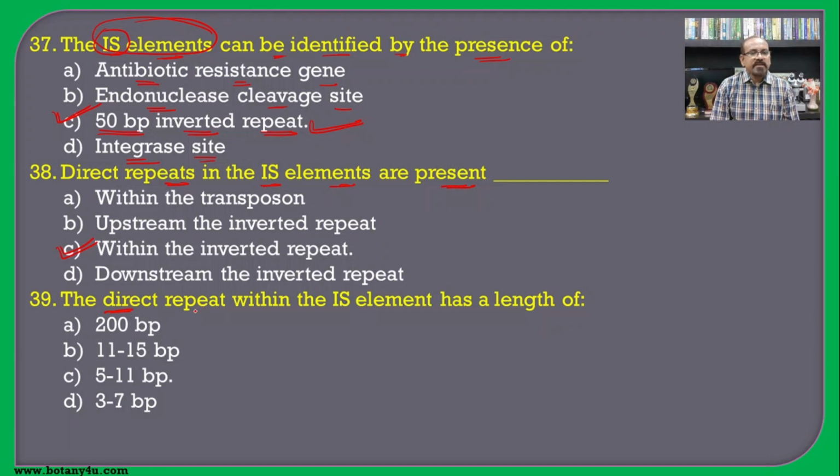The direct repeat within IS element has the length of. So we should remember the answer for such type of questions, and we should learn that 5 to 11 base pair direct repeats are present within the IS element. So C will be the correct answer for this question.